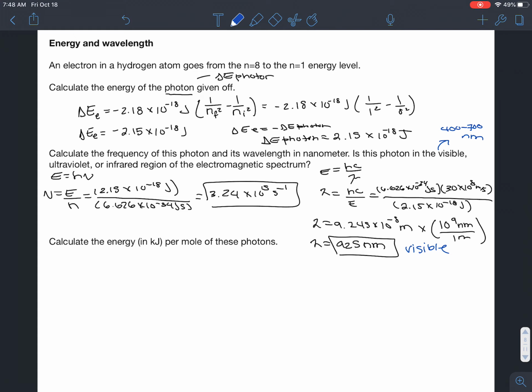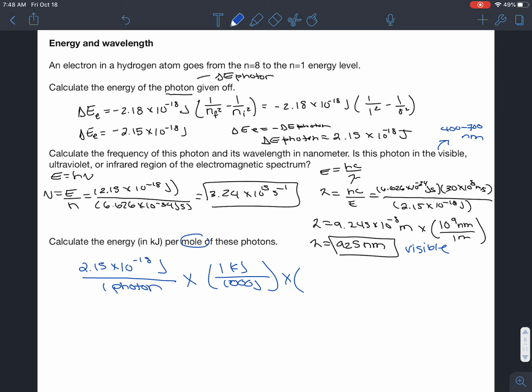Calculate the energy in kilojoules per mole of these photons. So the energy that you have is 2.15 times 10 to the negative 18 joules. That's the energy of the photon. So you write the energy per one photon. And you want this in kilojoules per mole. So one thing that you could do is, I know I want kilojoules, so I'm just going to convert. And, well, I need to get rid of photon, but I want mole.